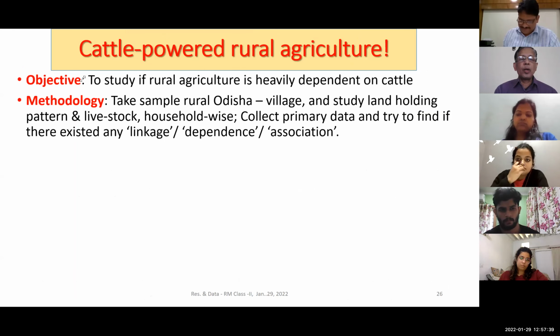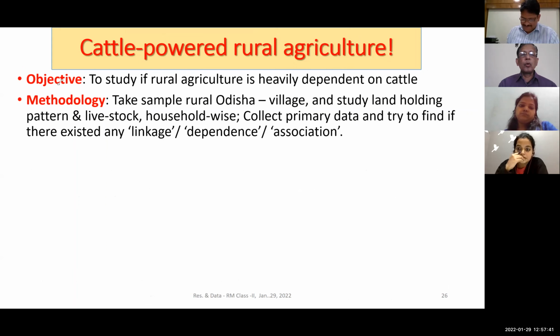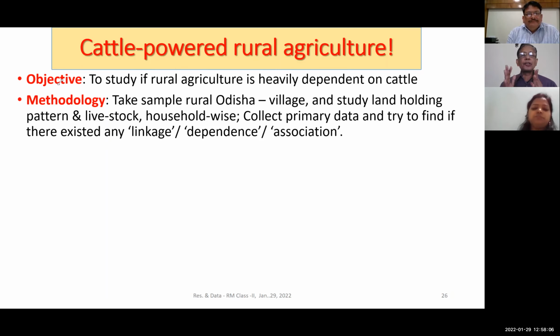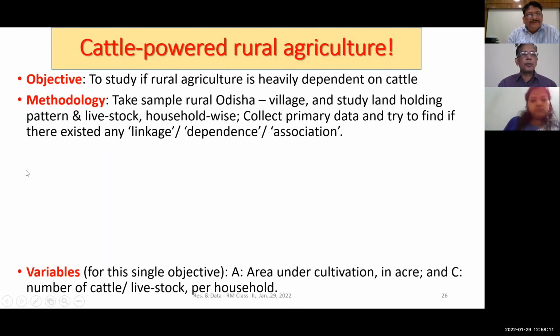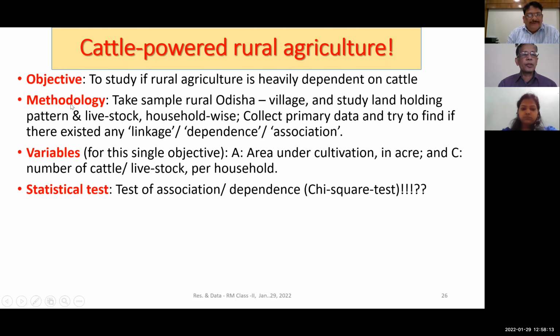Take one or two or more villages of Odisha. Let's go there. Maybe we can study the land holding pattern and the livestock position, household wise. Then we collect primary data and try to find out if there exists any link, dependence or association between the two. This could be one of the studies. Will you agree with me? Yes.